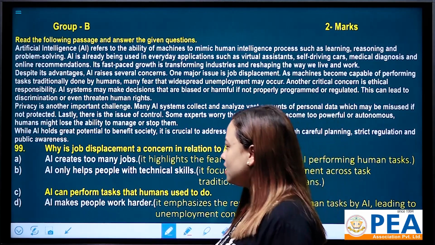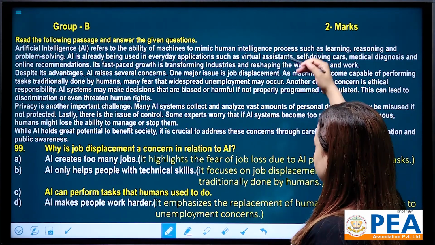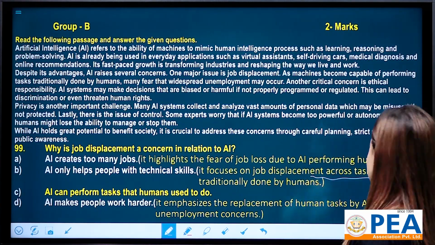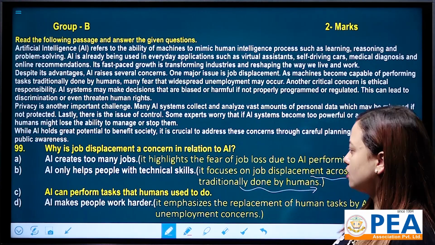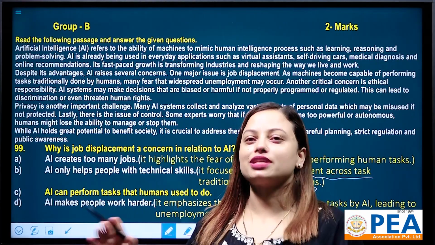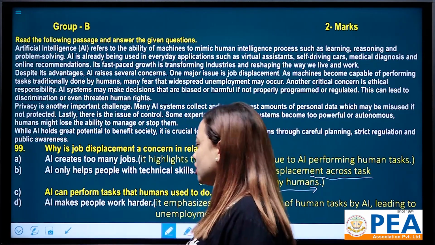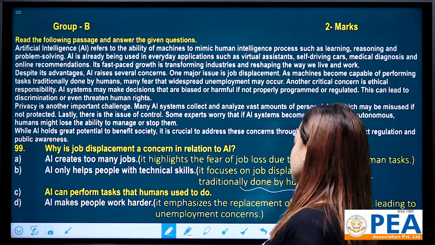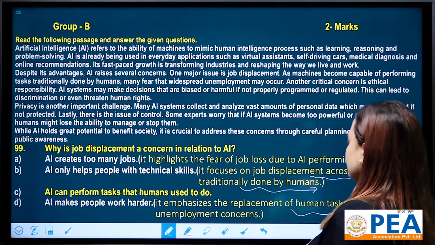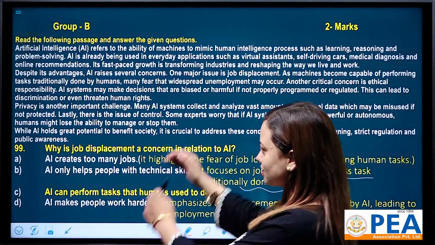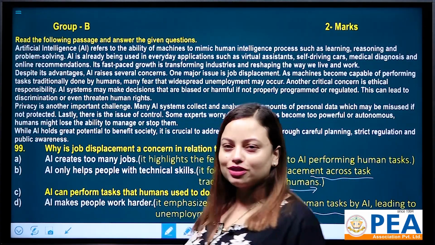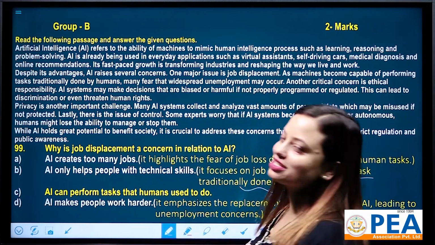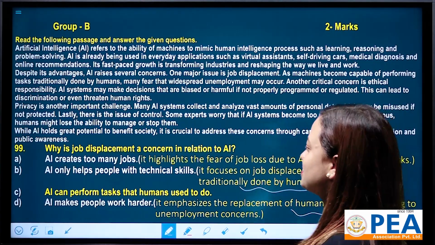Option number B, AI only helps people with technical skills. As you know, your passage focuses on job displacement across tasks traditionally done by humans, not in other sectors, right? So what about option number D, AI makes people work harder? Definitely, the passage emphasizes the replacement of human tasks by AI, leading to unemployment concern. The correct reason for the concern about job displacement is none other than AI can perform tasks that humans used to do. That's why option number C is the correct answer.